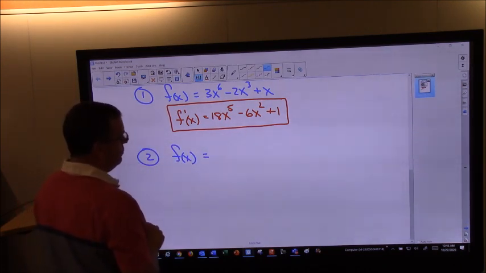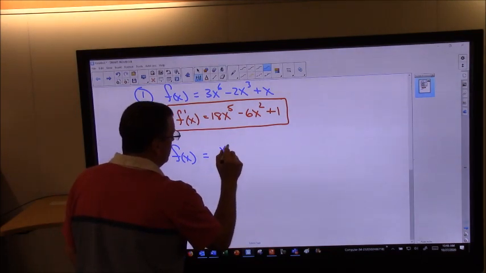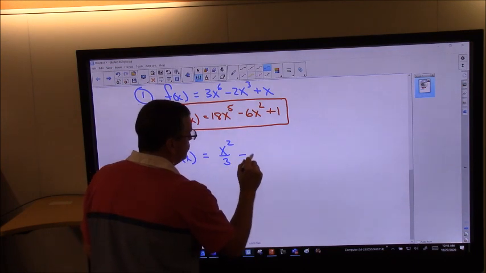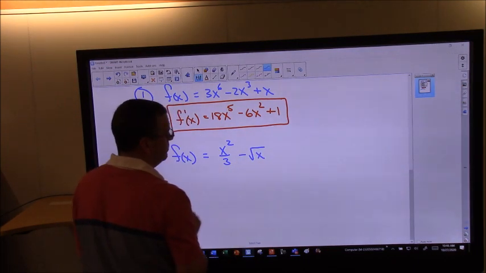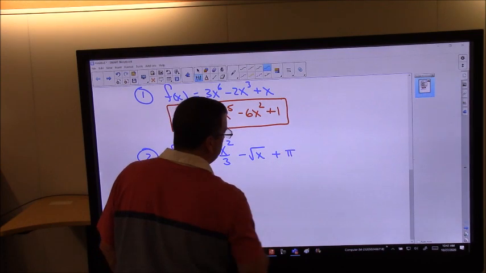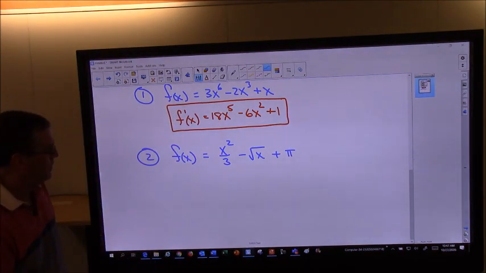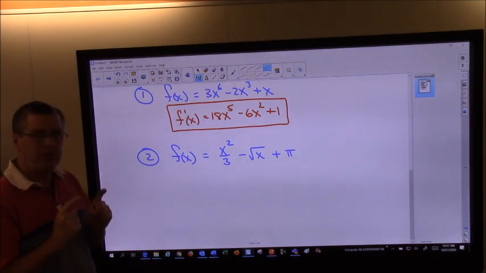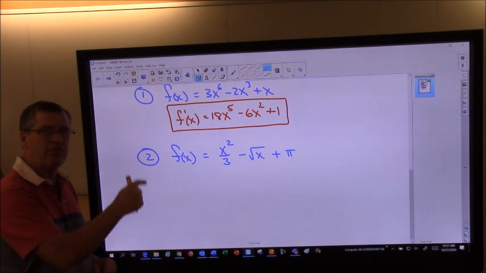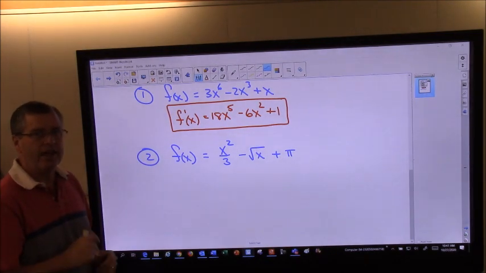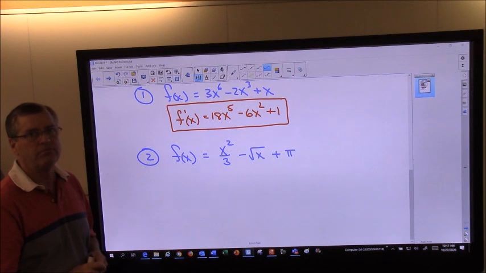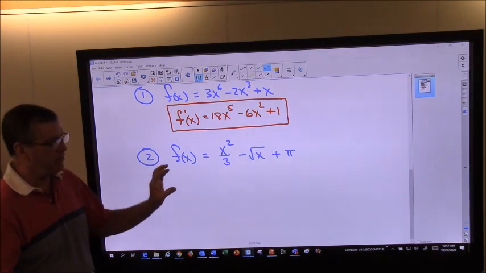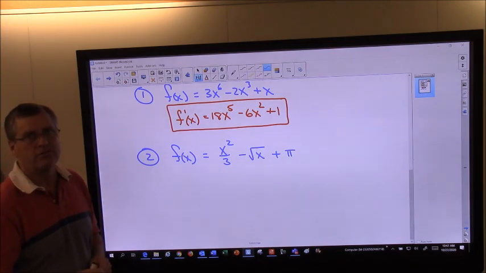F of x equals x squared over 3 minus the square root of x plus pi. Now, you got to remember, I have to be able to write this as a number times a variable raised to an exponent. If I can't do that, I can't do this problem. So that's the first thing we got to think of. How do I write this as a number times a variable raised to an exponent? You guys try.